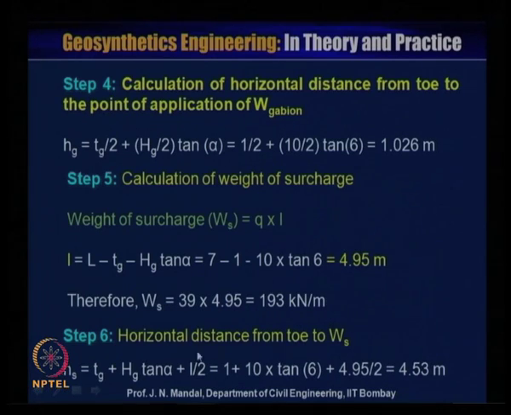Step 6, horizontal distance from the toe to Ws. So Hs is equal to Tg plus Hg tan alpha plus L by 2. This we have discussed earlier. So Tg is 1 plus Hg equal to 10 into tan 6, and L value is 4.95, this divided by 2. So this will give Hs equal to 4.53 meter.